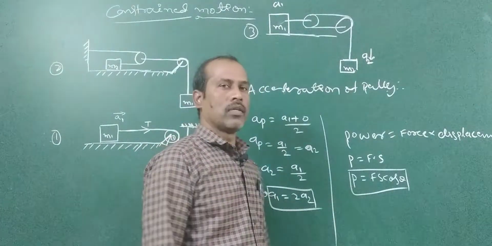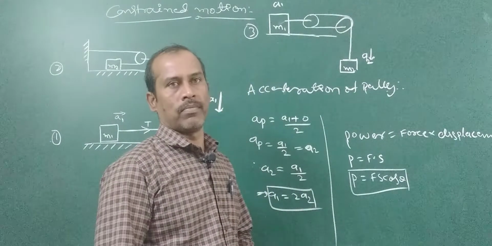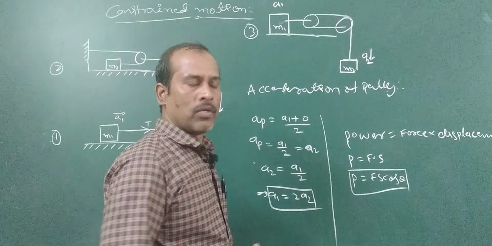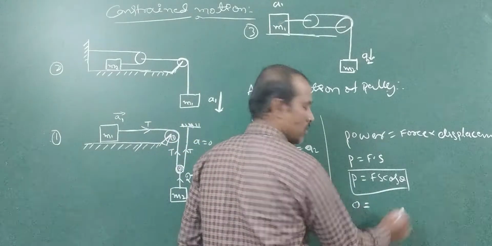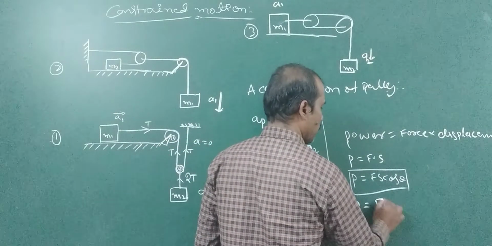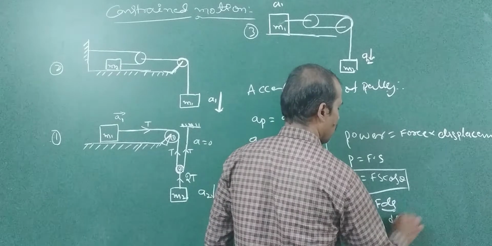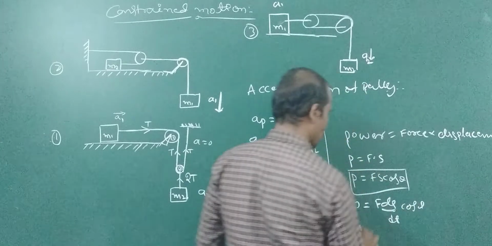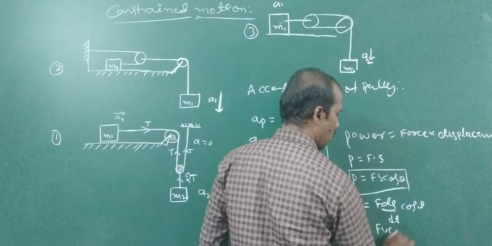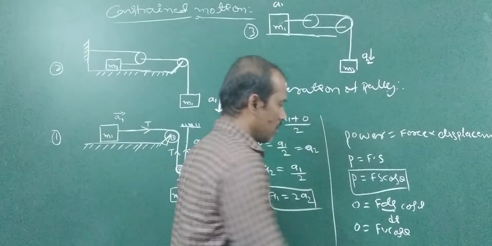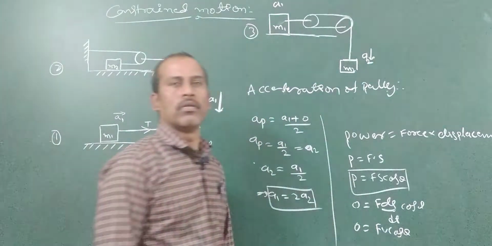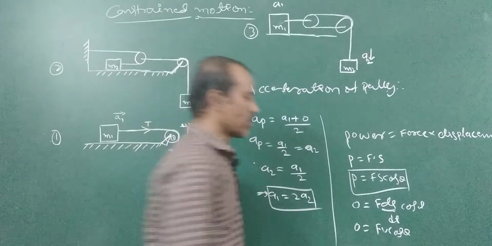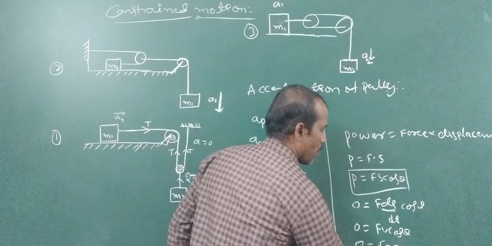Now differentiating this equation with respect to time. P is a constant, so differentiating with respect to time gives 0. F is constant, so we get F times ds by dt times cos theta. So 0 is equal to F v cos theta. Once again differentiating with respect to time, we get the acceleration of the blocks. So 0 is equal to F a cos theta.